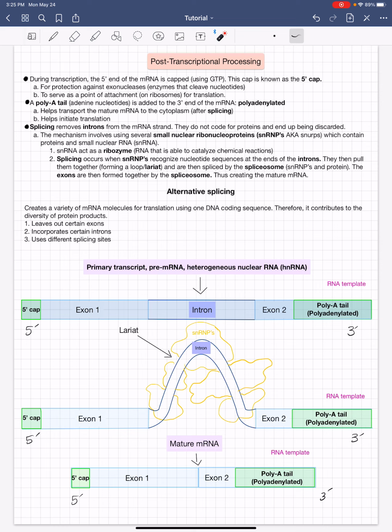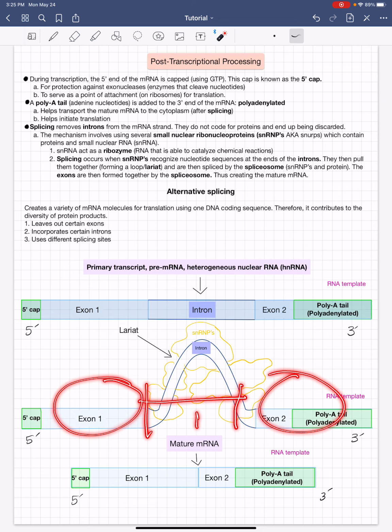Splicing occurs when snRNPs recognize the nucleotide sequences at the ends of the introns. They then pull them together, forming a loop, also known as a lariat, and are then spliced by the spliceosomes. The exons are then joined together by the spliceosomes, thus creating the mature mRNA.